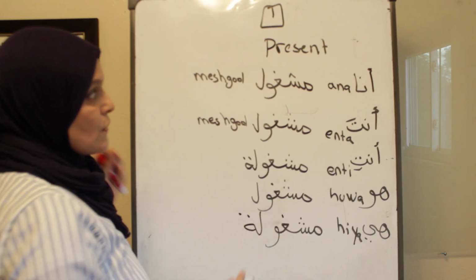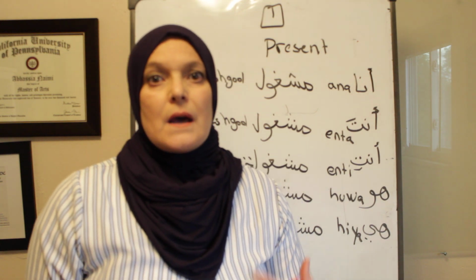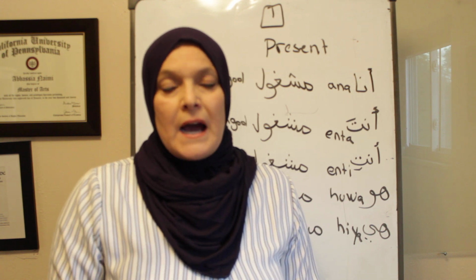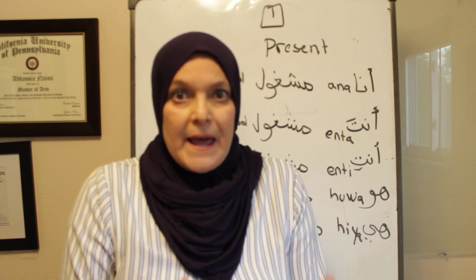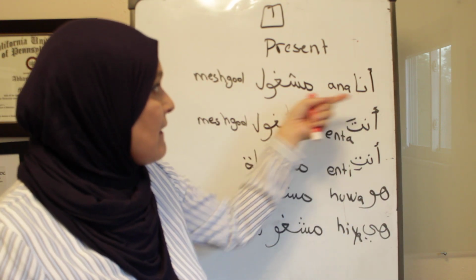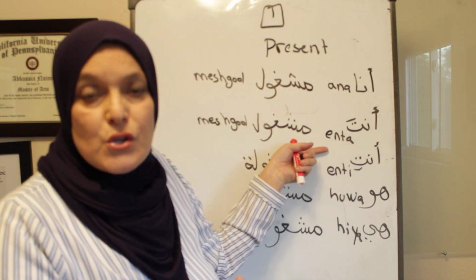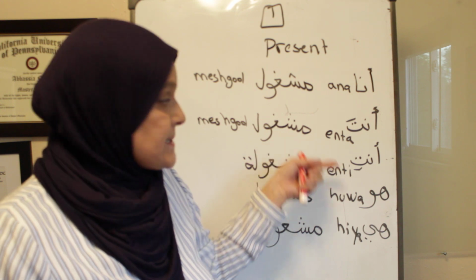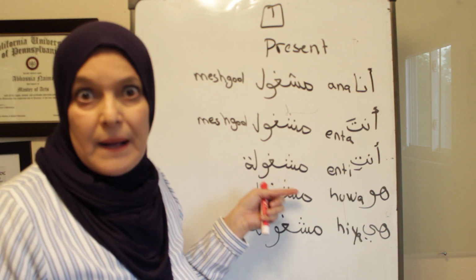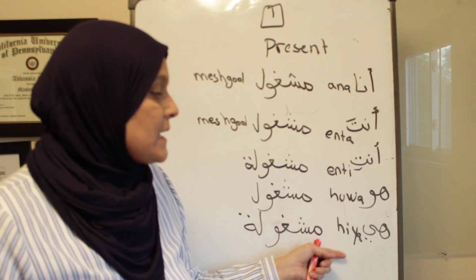Okay. So for the present tense, this is how I am going to express the adjective, describing myself in the present tense. Now I'm being busy, or I am busy. So basically it's going to translate as I am busy. أنا مشغول. I am busy. أنت مشغول. You masculine singular are busy. أنت مشغولة. You feminine singular. هو مشغول. He is busy. And هي مشغولة.